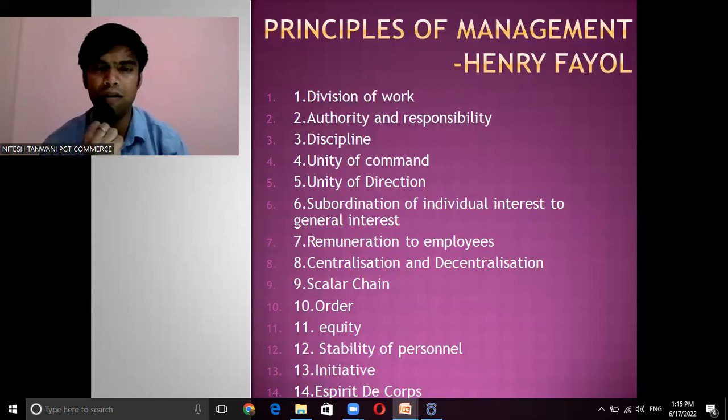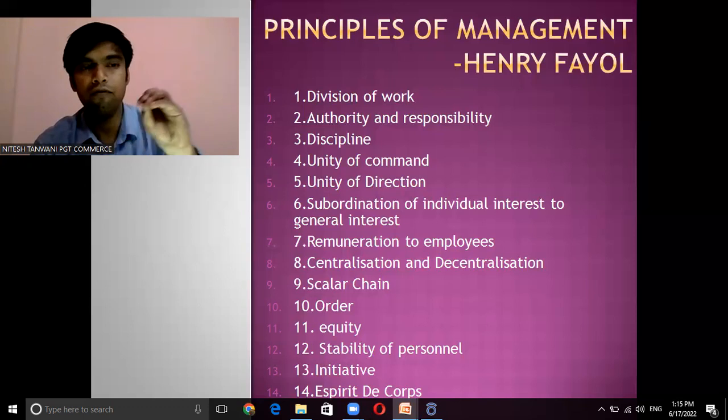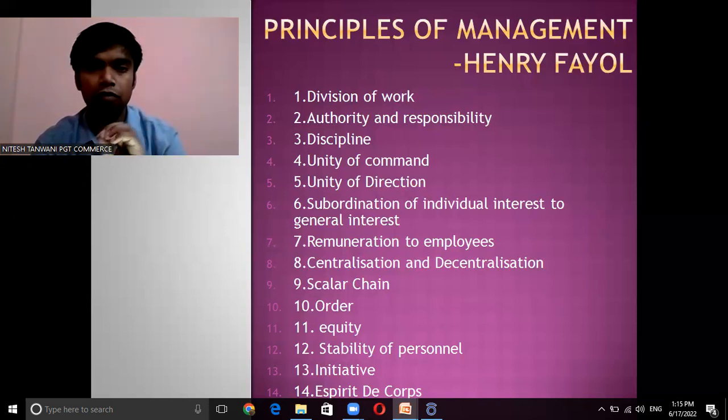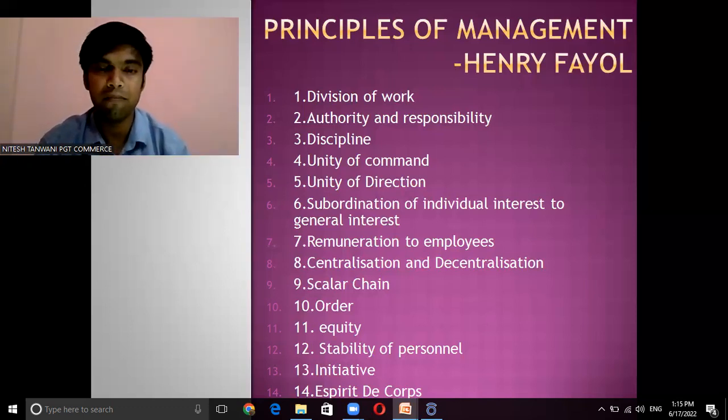Decentralization means when a manager is overburdened and wants to decentralize things, then he will appoint different heads of the different departments. Then he will give them authority and responsibility to look after those things. Like he will give one to the production department, one to the sales department, one to the accounts department, like this. And then he will take the report. So that is centralization and decentralization.